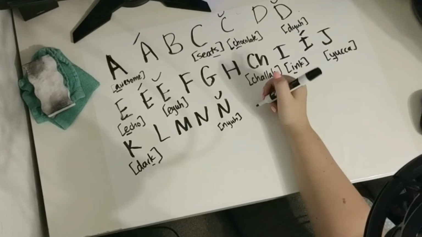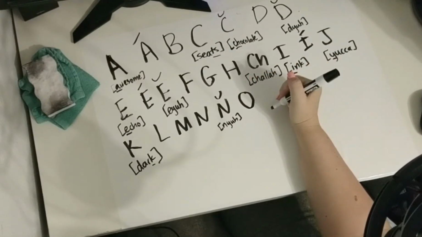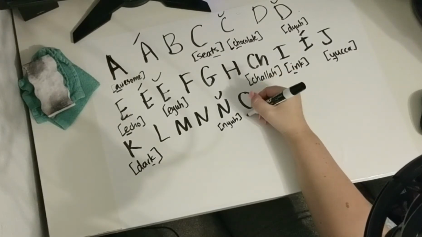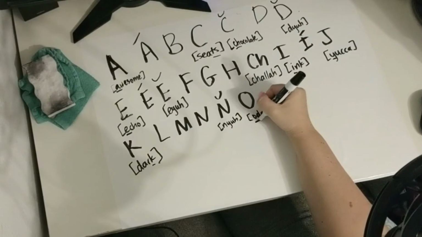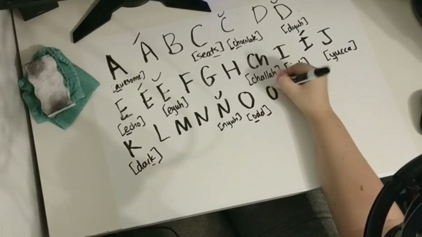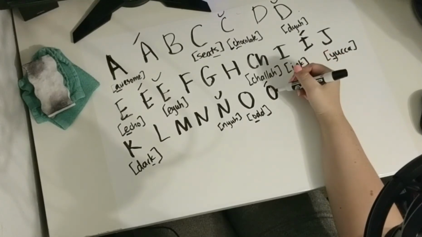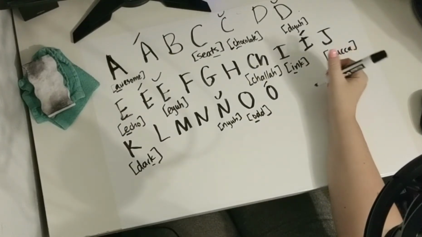Next we have O, which is not pronounced like English O, of course. It's pronounced aw. Like in the word odd. You don't say ode, you say odd. And of course, the long version.